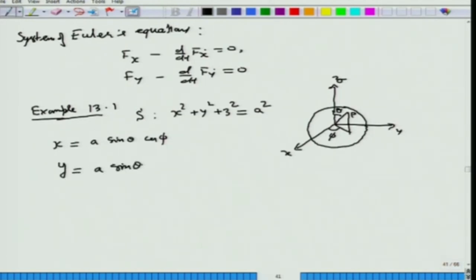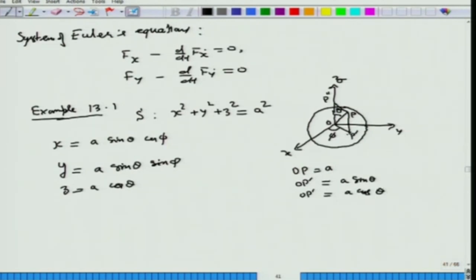y equal to a sin theta sin phi, and z equal to a cos theta, because here OP is equal to a, and when we project it here, let us say this is P dash. So, OP dash is a sin theta, and let us say this one is P double dash, and OP double dash, that is the z coordinate, that is a cos theta.